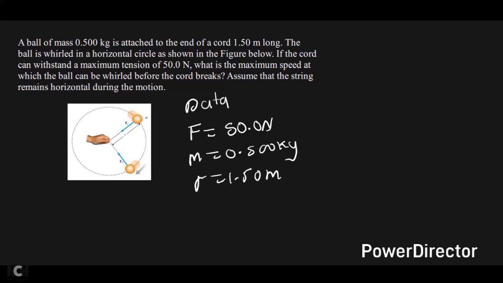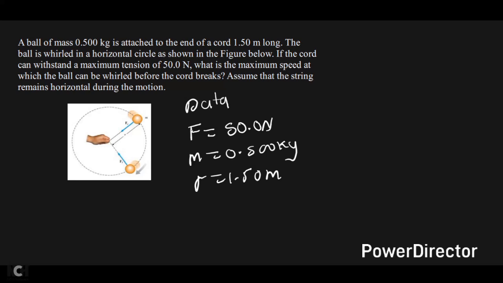So what are they asking? They're saying, what's the maximum speed at which the ball can be whirled before the cord breaks? Assume that the string remains horizontal during the motion. So in this situation, what are you supposed to do?